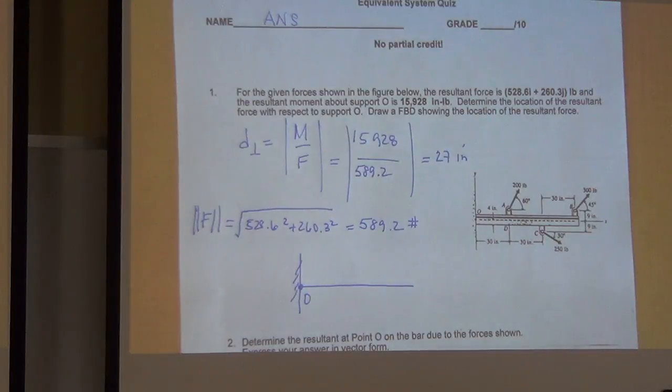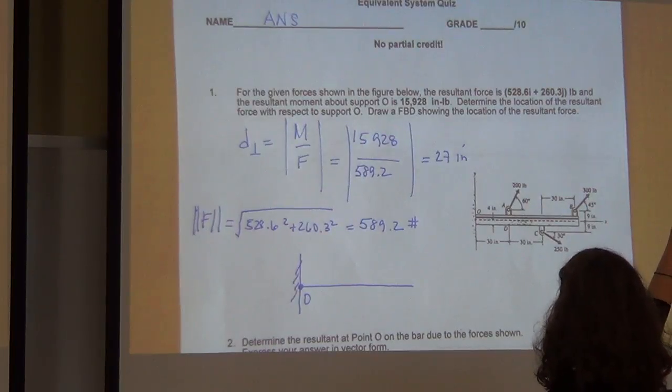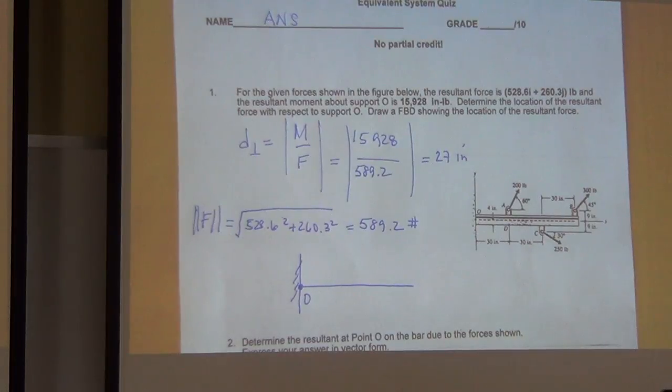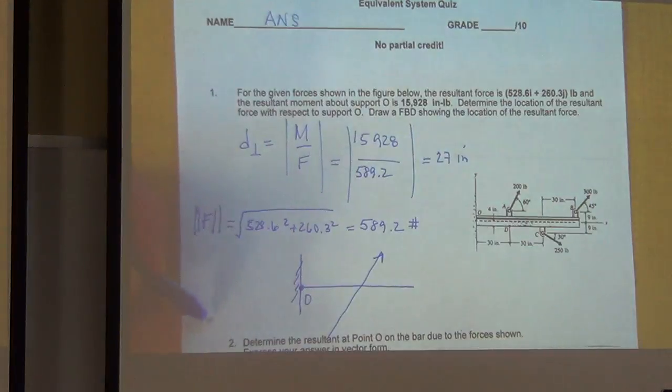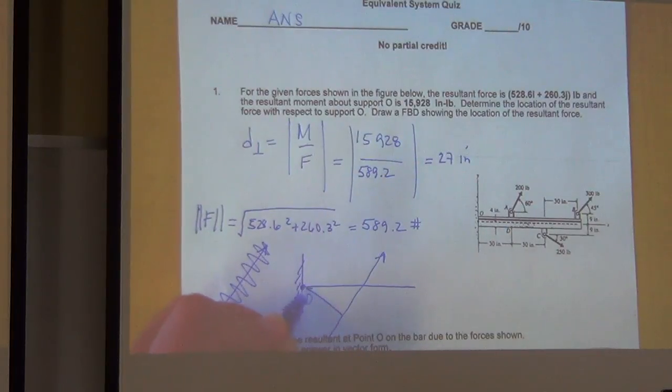Which way is our moment spinning about point O? Positive or negative? Positive. Let me see the spin. So you know the force is going in this direction, right? Positive x and positive y. And you know it's creating a positive spin about the O. So where is this force? Is the force to the right of O, or is the force to the left of O? To the right of O. So this is wrong, right? Because this would create what kind of moment about O? Negative. So here's my perpendicular distance.